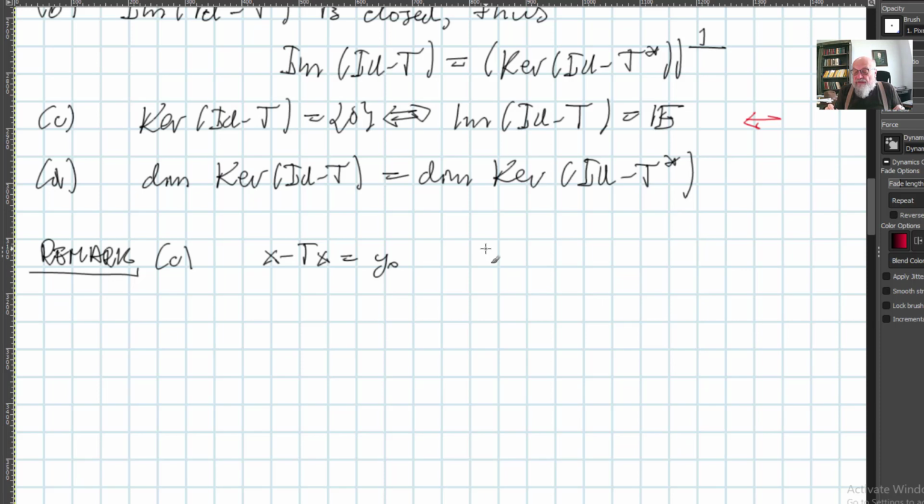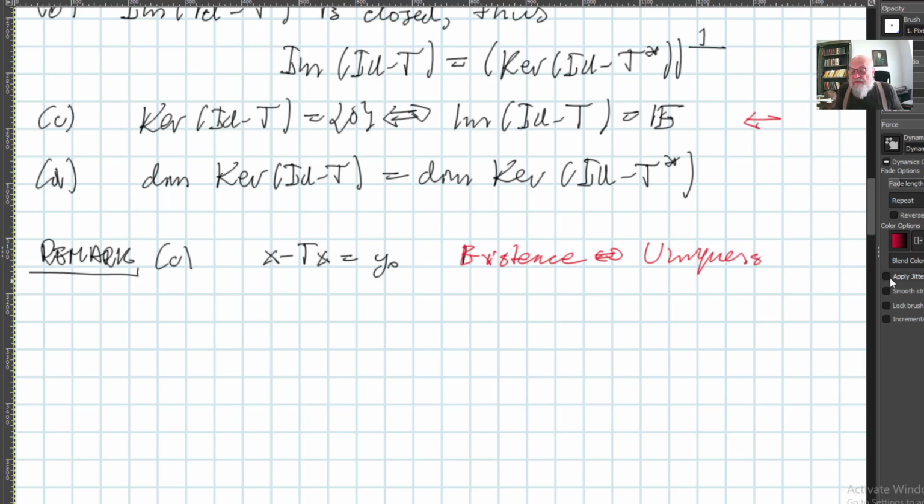So this alternative tells you that basically this type of operator is either injective and surjective, or it is not. That means the existence of a solution is equivalent to uniqueness. The existence property is equivalent to the uniqueness.